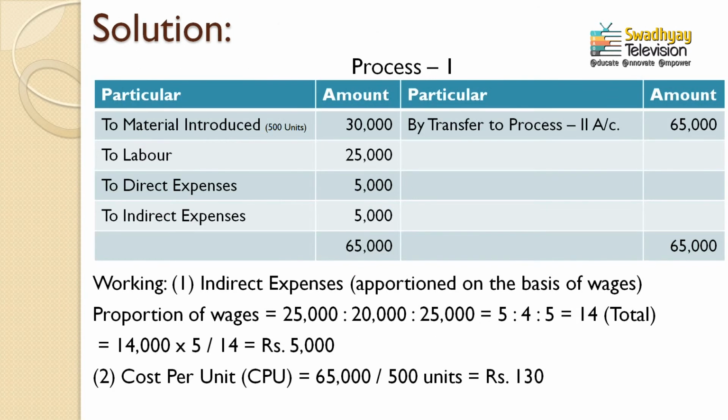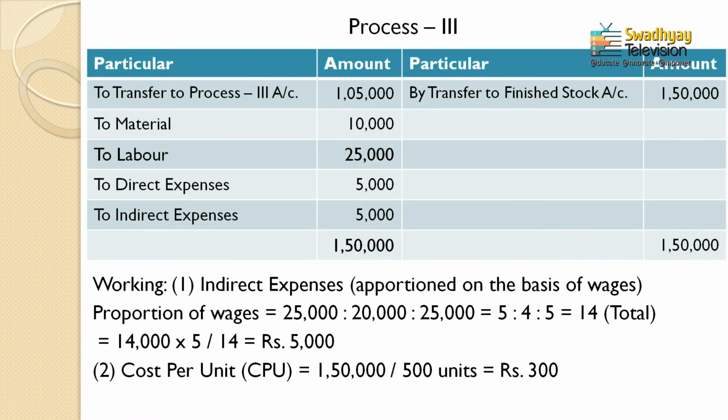Now, see the answer. Process 3 shows all three expenses, 10,000, 25,000 and 5,000 rupees, for material, labor and direct expenses, and the indirect expenses we find out in the same way as we did for the last two processes. According to the proportion, it has to be distributed to the indirect expense of the process 3 account. We distribute on the basis of the proportion 5 by 14, and that is 5,000 rupees, which is recorded on the process 3 account debit side as indirect expense, rupees 5,000.